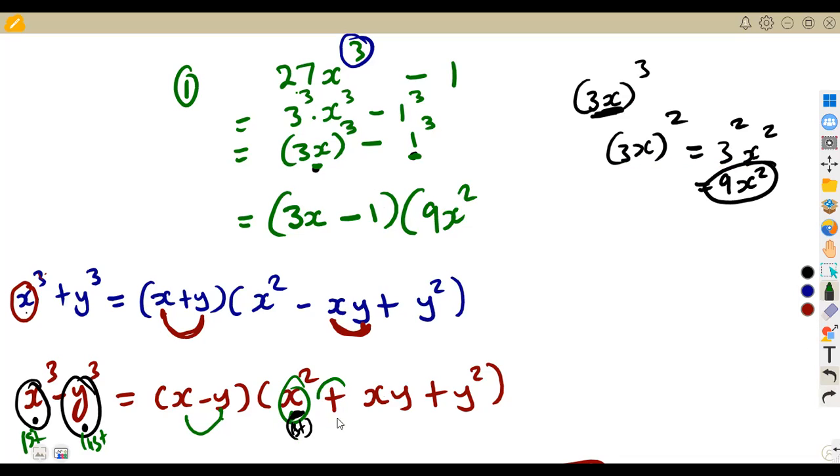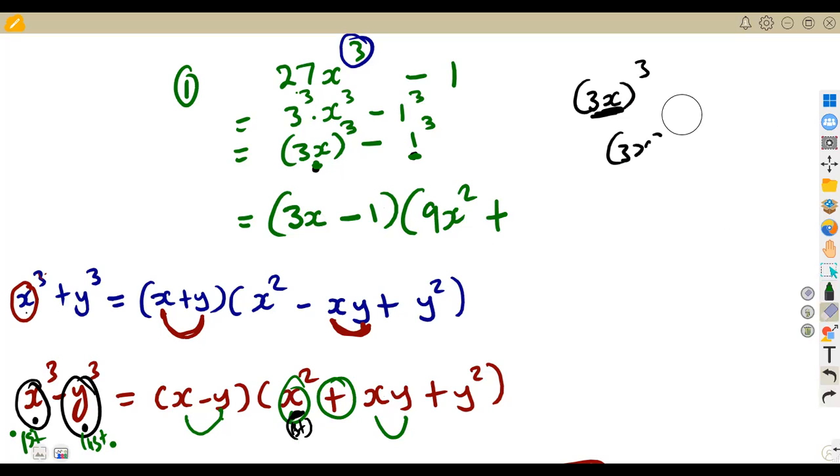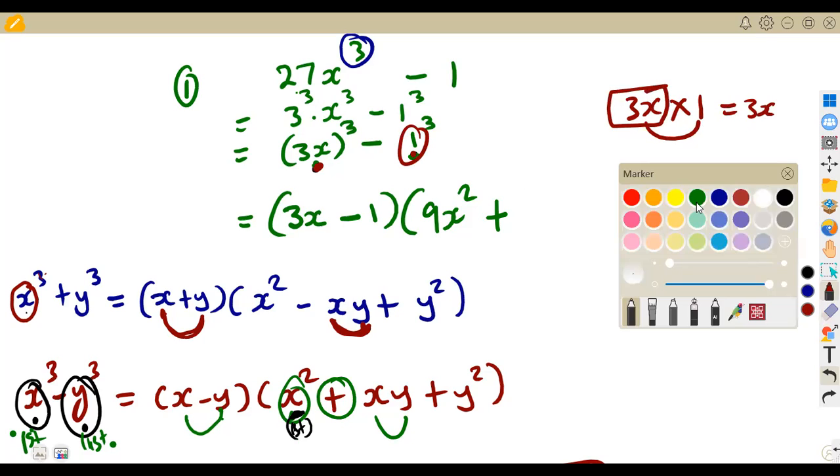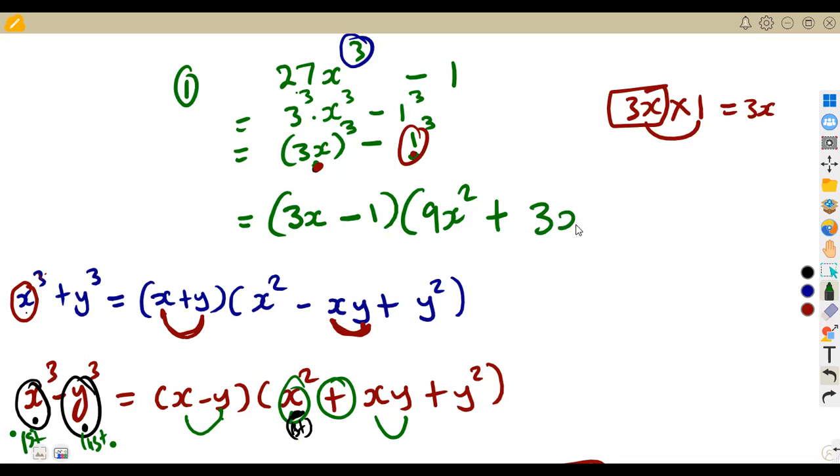Then as we can see, we've got plus xy, which is plus first times last. So we multiply the first and the last, but we add in this case. Our first term is 3x and the last term, which is this one, is a 1. So 3x times 1, remember, gives us 3x, because any number multiplied by 1 remains as it is. So we are going to have 3x.